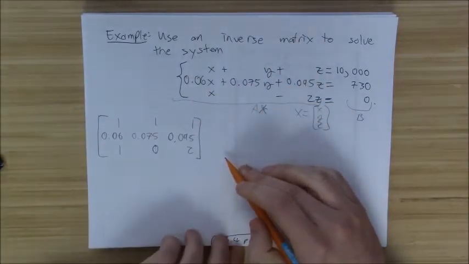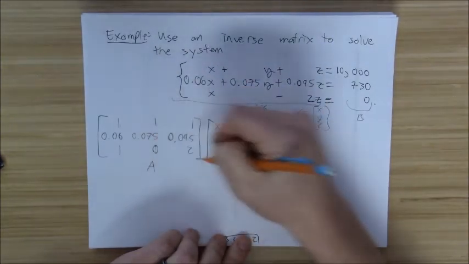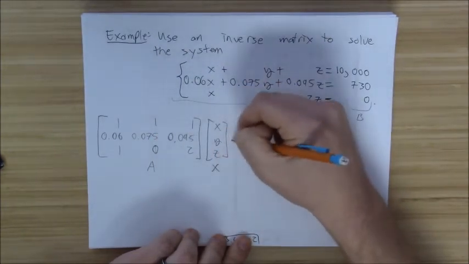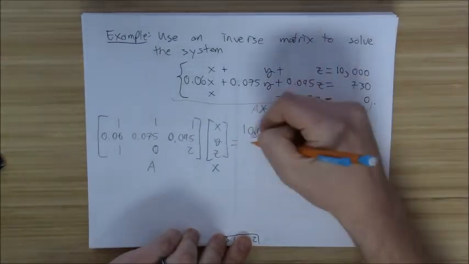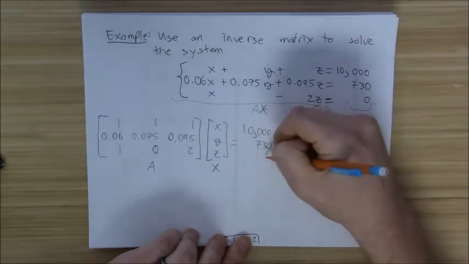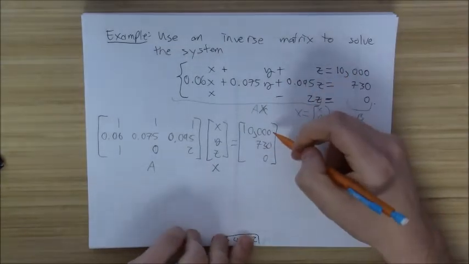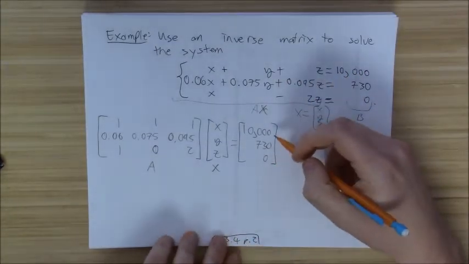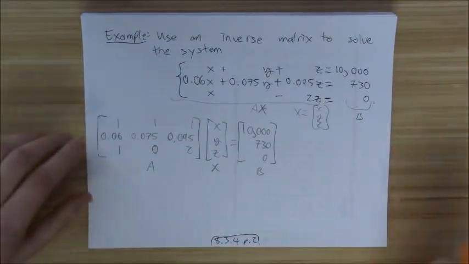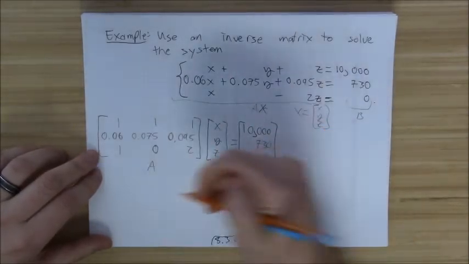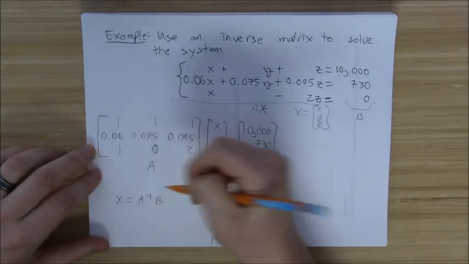Then we'd have X, Y, Z here. So this is our A, this is our X, and then we have our B, which is 10,730 and 0. We know we can solve this by writing X equals A inverse times B.